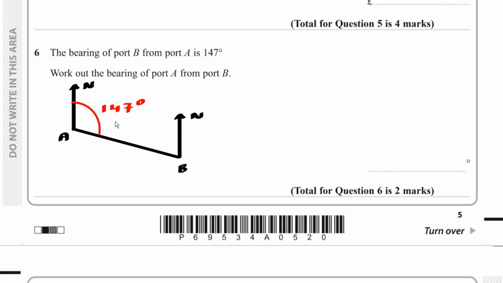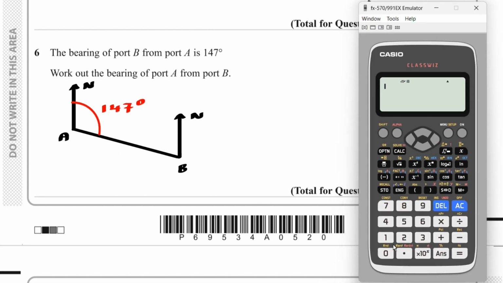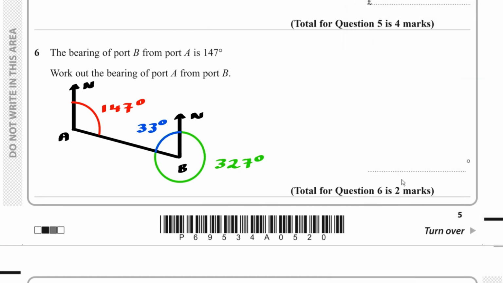That's shown here. Now, we know that co-interior angles add up to 180. So if I do 180 subtract 147, I get 33, meaning this angle is 33. Now we want to work out the bearing of port A from port B. So we start at B and we want to finish at A. And we know that angles around a point sum to 360, so if I do 360 subtract 33, I get 327, which is this angle here. So the bearing is 327 degrees.